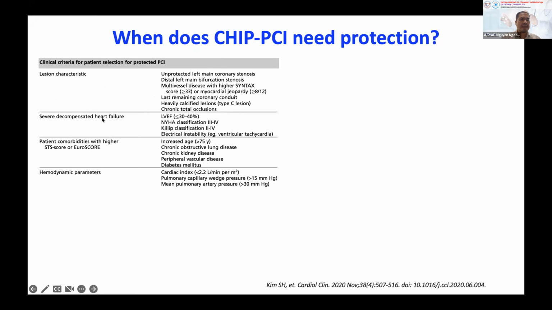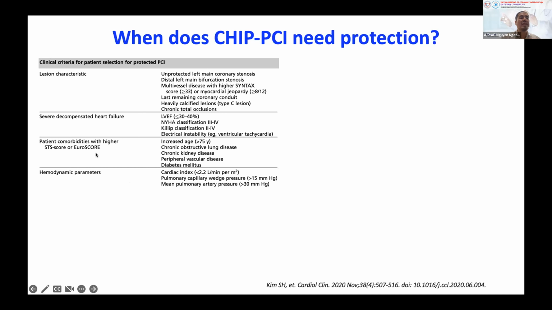And the next thing is heart failure. If a patient has severe decompensated heart failure, like EF less than 30%, and also ventricular tachycardia, then you need to have support. Another thing to consider is hemodynamic parameters, like a low cardiac index, high pulmonary capillary wedge pressure, or PAP, and then you need to think about protection.